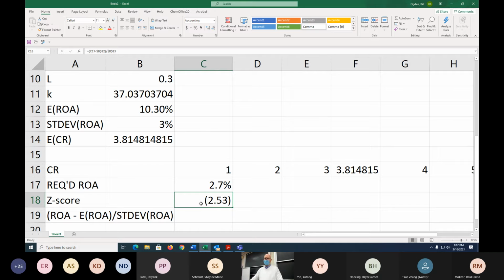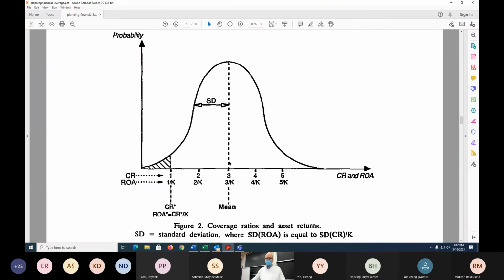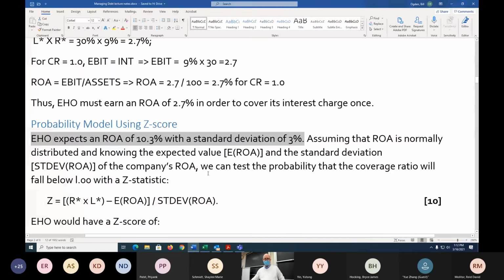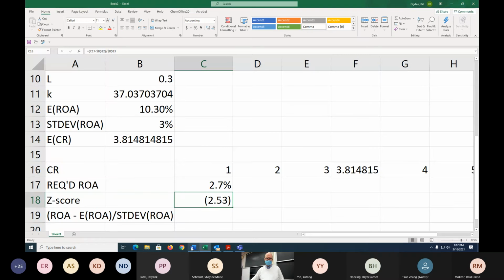Okay, so to cover once, this distance is 2.53 standard deviations. Now we can find the probability. There are two ways to do it. Let's start out with the hard way. Let's get our z-score again: 2.53. The importance here is the sign.